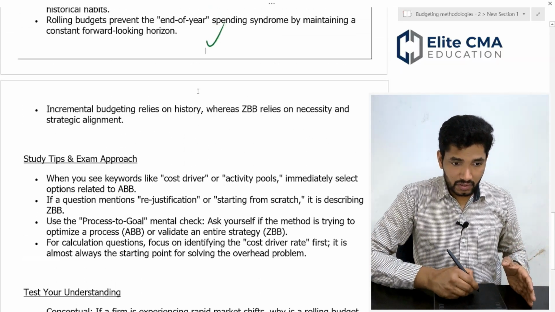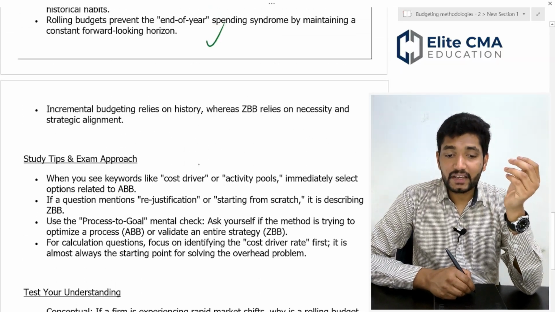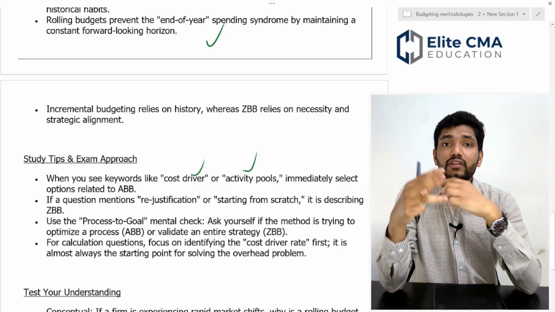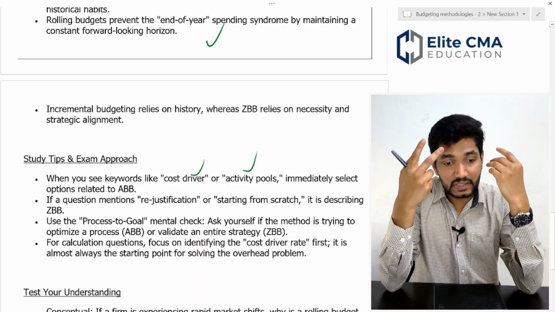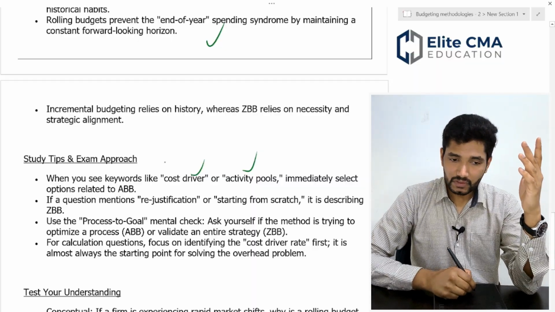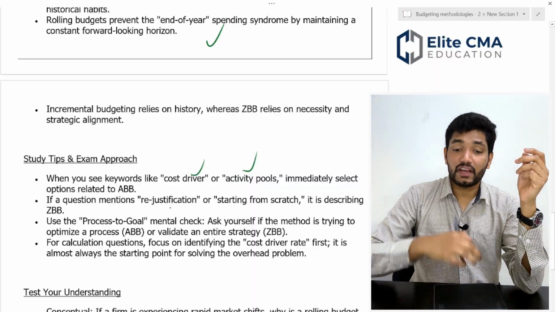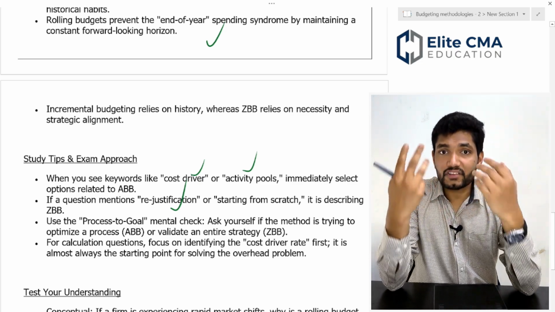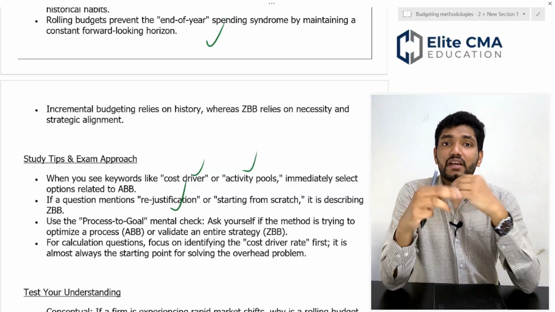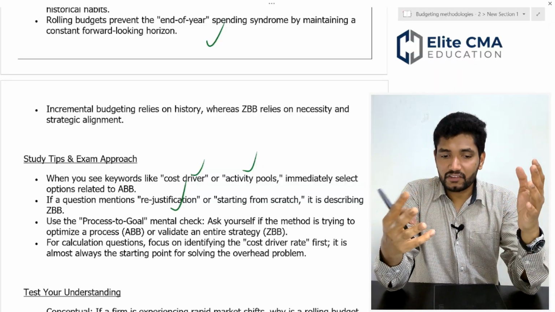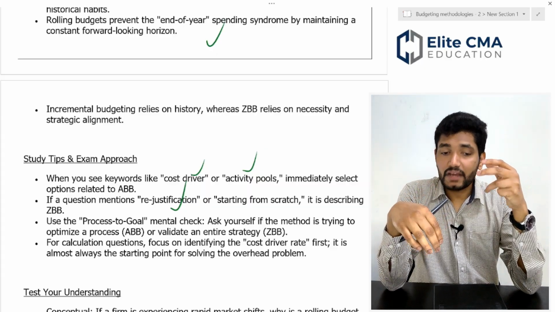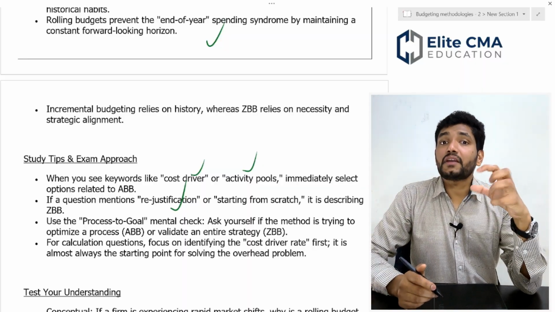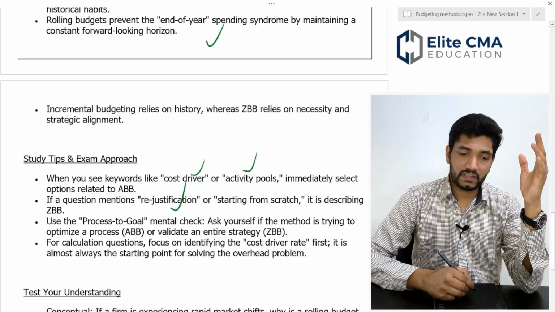Some study tips. When you see a keyword like cost driver or activity pools related to budgeting, you can conclude that this is talking about activity-based budgeting. Then if the question mentions rejustification or starting from scratch, it is describing zero-based budgeting. As we know, zero-based budgeting requires starting from scratch and it has to justify all the expenses rather than depending on the previous spending.